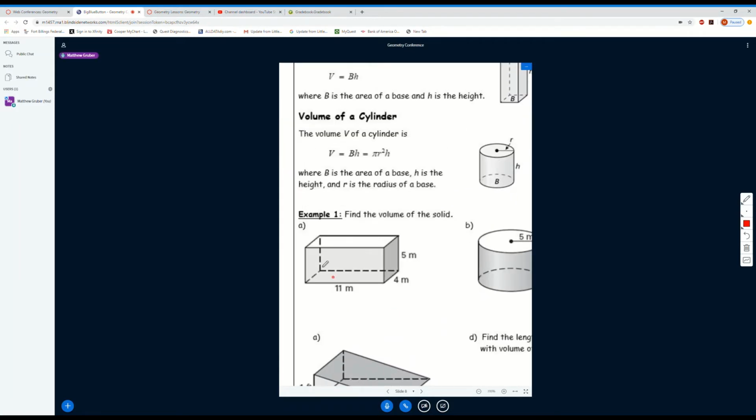Find the volume of the solid. Well, this is a prism. So the base is a rectangle. So the volume is going to be the area of the base. The rectangle is 11 by 4. So the area of the base is 11 times 4. And then to find the volume, we do the area of the base times the height. And the height of this thing is 5 meters.